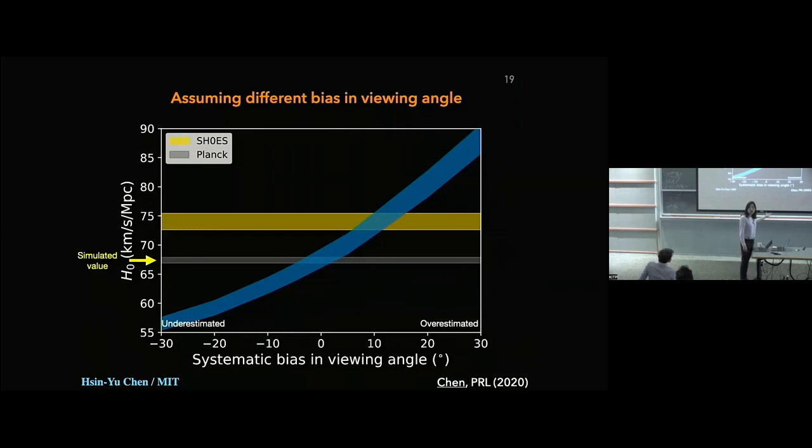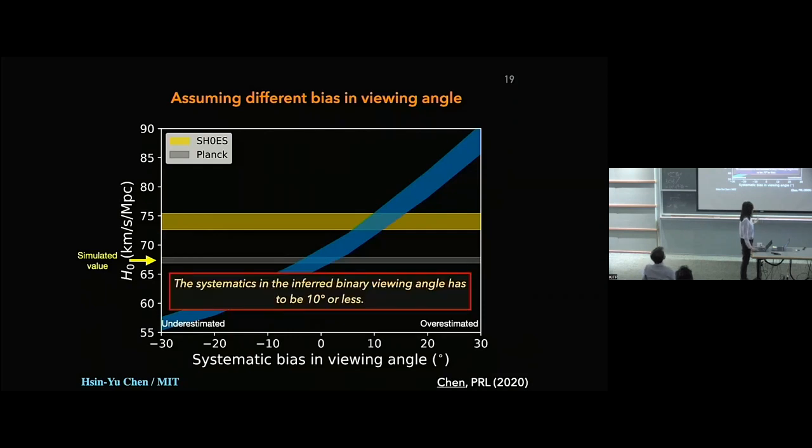So I would say if you really want to use this extra information on the viewing angle from the EM side, you will have to make sure your systematic on the viewing angle estimate is 10 degrees, or actually much less than that, to avoid this bias. And that can be challenging because, again, we don't understand this EM emission that well yet. So you might say, okay, if that is complicated and there's a risk of inducing systematics, maybe we just don't use this extra information on the binary inclination angle. We only use the redshift information and problem solved.